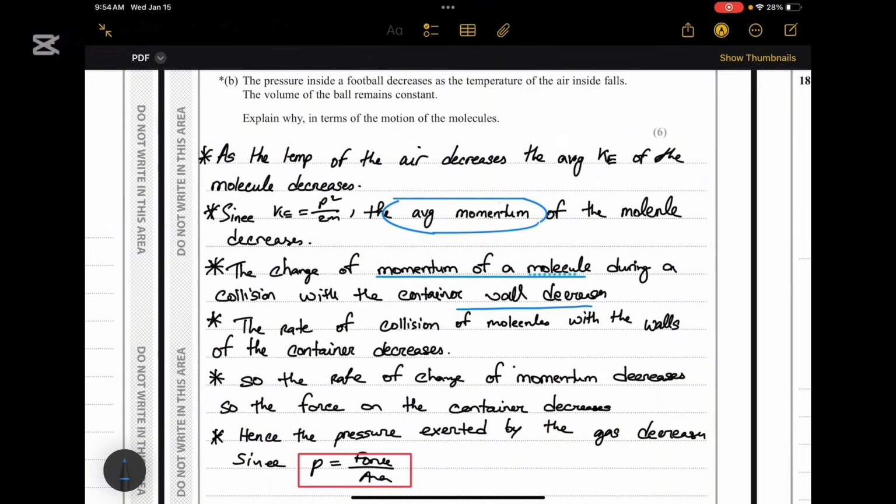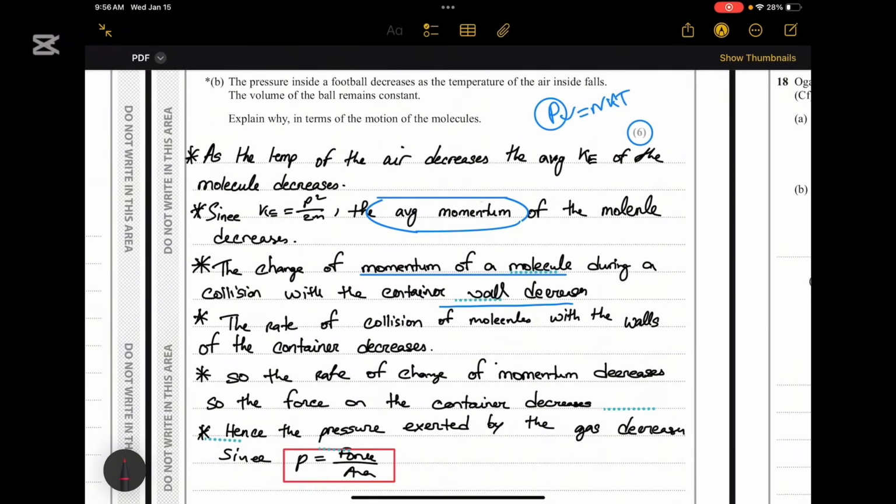All right, so let's understand this question. This is a very repetitive question, so let's understand it and answer it. This is a 6-mark question, which is really repetitive, and I believe that this will come in your exam as well. The pressure inside a football decreases as the temperature of the air inside falls. While solving this type of question, we will write PV = NkT, this formula. They have said as the pressure decreases, the temperature decreases.